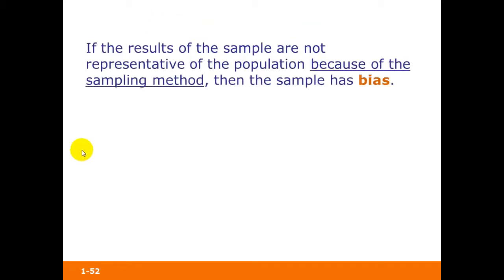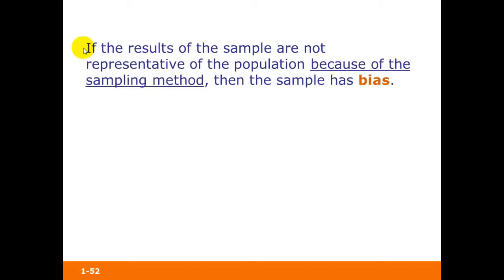Section 5 in this chapter is bias in sampling. So if the results of a sample are not representative of the population due to the sampling method, then the sample has bias. And I make this distinction where we say because of the sampling method, because it's totally possible to do everything right with your sampling and still get a sample that doesn't really represent the population well. That's just because sampling is always a matter of chance.